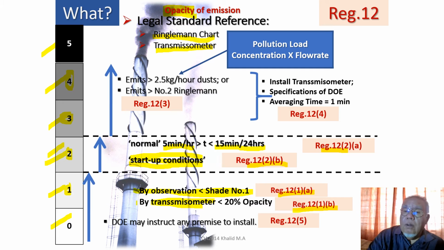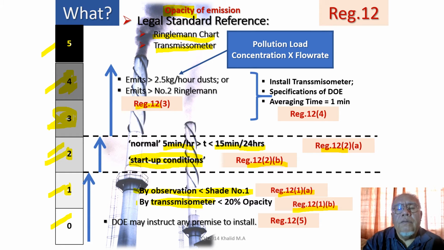So the law allows number 2 opacity only during startup, or in other words 5 minutes per hour. Number 2 opacity, not number 5. Okay, dah. Now what about number 3? Okay, and number 4? What happened to this? And number 5? Look, listen carefully.